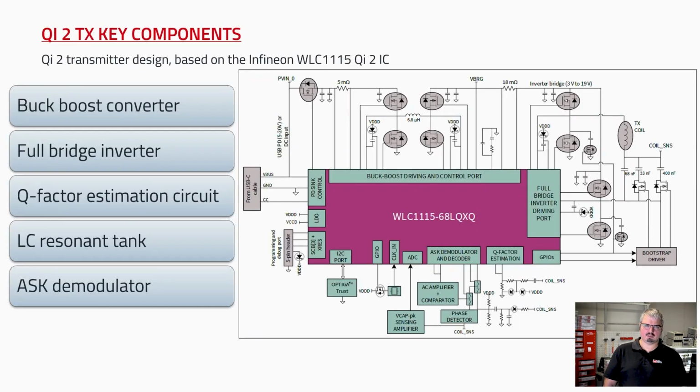So we used, as I already mentioned, the Infineon WLC1115 IC, which has the following key components. At first you have a buck boost converter, then you need a full bridge inverter, a Q factor estimation circuit, an LC resonant tank, and the ASK demodulator. So let's have a look at these components.